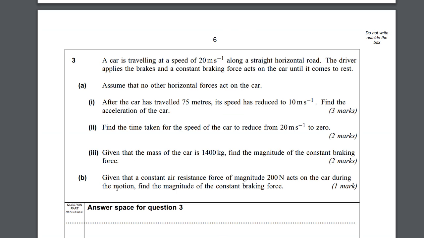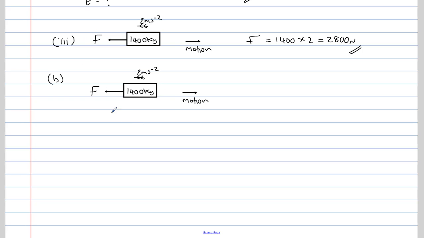In part B, it says given that a constant air resistance force of magnitude 200 newtons acts on the car during the motion, find the magnitude of the constant braking force. So for part B, we've got a similar situation to what we had previously. We've still got a braking force, we've still got a deceleration of 2 meters per second squared, but we've got an additional force of 200 newtons, which is in the same direction as the braking force.